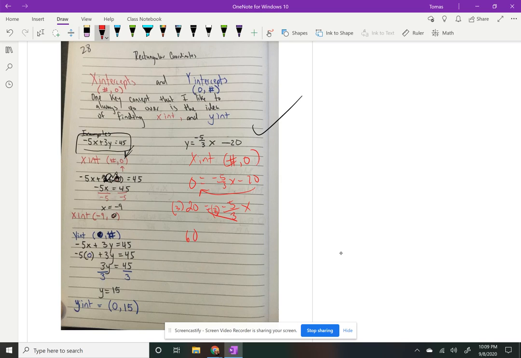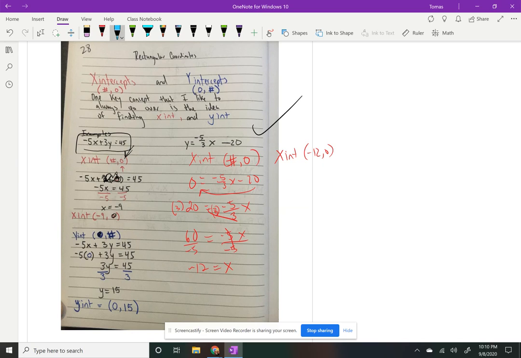So now I get 60 equals negative 5 times x. Then I divide by negative 5, divide by negative 5, right? And then these cancel, and it leaves me with x being what is that? 12? Yeah, 12. Negative 12. So my x-intercept would be negative 12 comma 0.